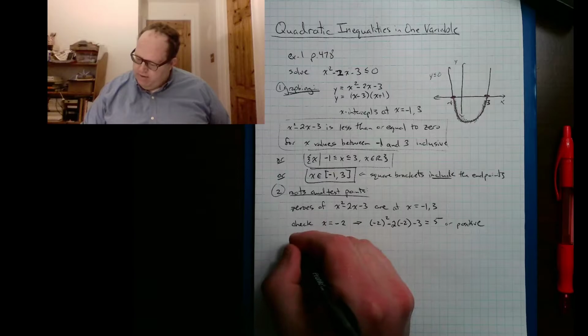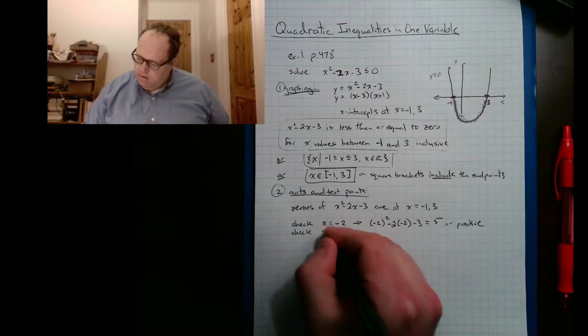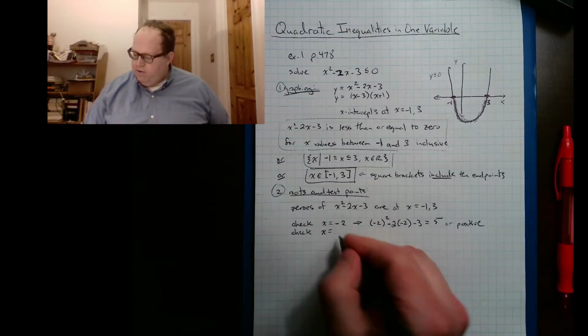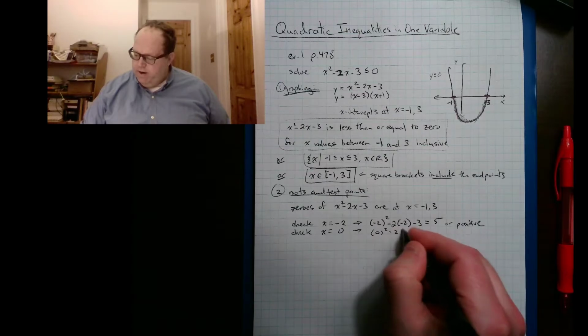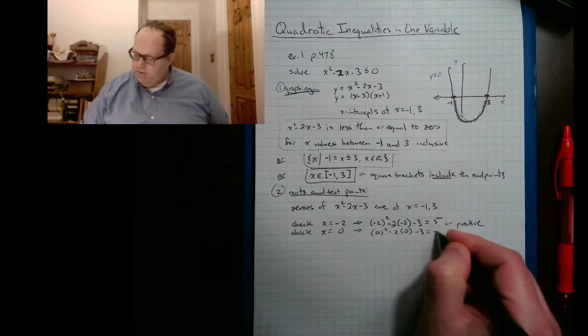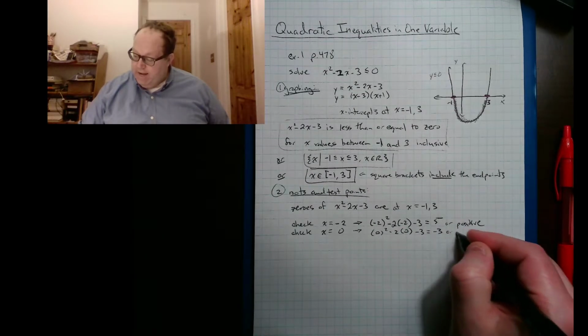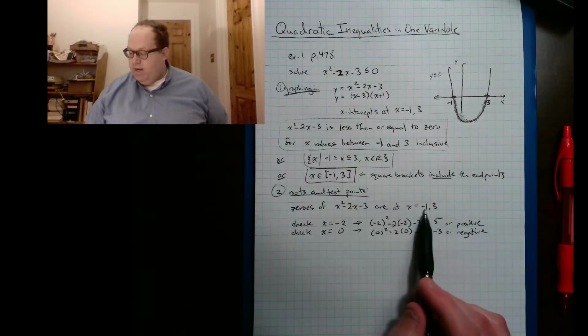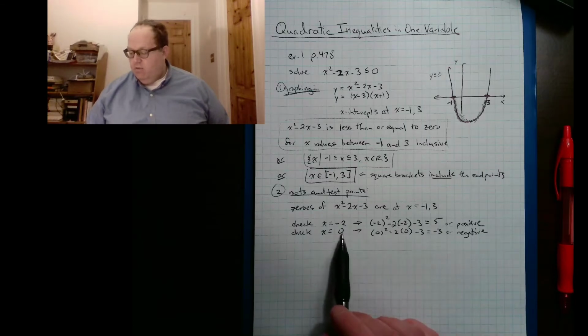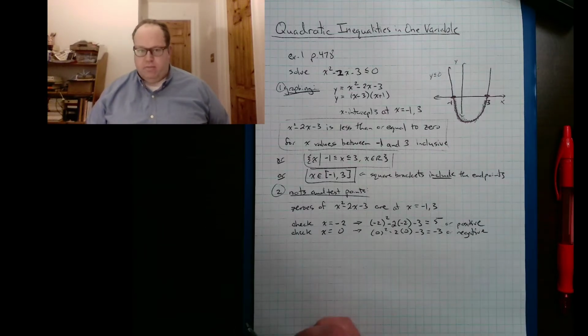So then I will check a value between the two. Between negative 1 and 3, 0 works quite nicely. 0 squared minus 2 times 0 minus 3 equals negative 3, or negative, which means everywhere between negative 1 and 3, if one value made the whole thing negative, then anything between negative 1 and 3 will make the whole thing negative.